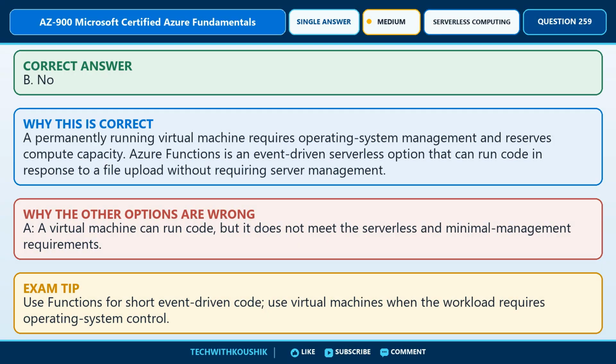The right response is option B, no. This is the best choice because a permanently running virtual machine requires operating system management and reserves compute capacity. Azure Functions is an event-driven serverless option that can run code in response to a file upload without requiring server management. Here's why the alternatives are not suitable. A virtual machine can run code, but it does not meet the serverless and minimal management requirements. The main takeaway is use functions for short event-driven code. Use virtual machines when the workload requires operating system control.